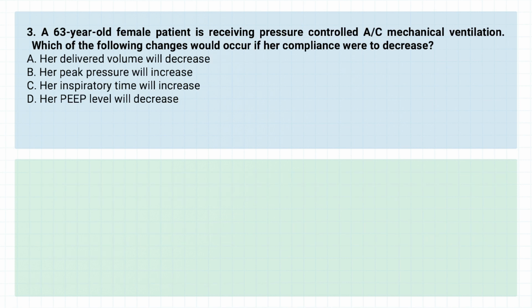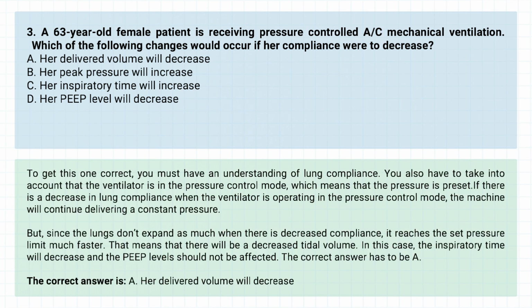Number 3. A 63-year-old female patient is receiving pressure-controlled, assist-control, mechanical ventilation. Which of the following changes would occur if her compliance were to decrease? A. Her delivered volume will decrease. B. Her peak pressure will increase. C. Her inspiratory time will increase. D. Her PEEP level will decrease. The correct answer is A. Her delivered volume will decrease.